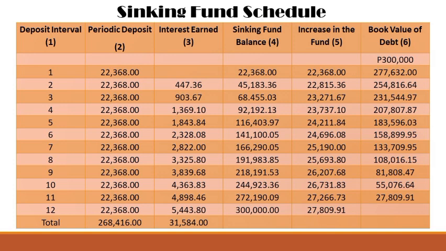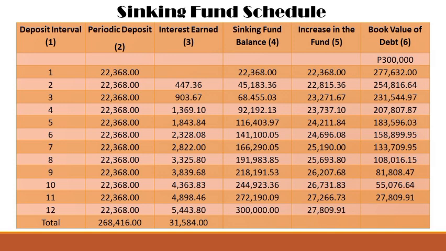On the third deposit period, the fund balance of 68,455 pesos and 3 centavos is equal to the sum of 22,368 pesos periodic deposit and 903 pesos and 67 centavos interest earned, and the 45,183.36 pesos previous fund balance, and so on. The balance of this column at the end of 3 years, that is after making 12 equal regular deposits, is equal to the required amount.